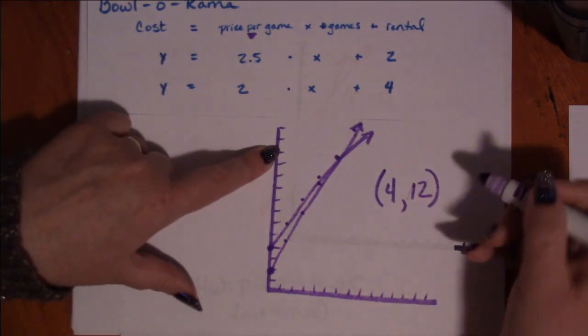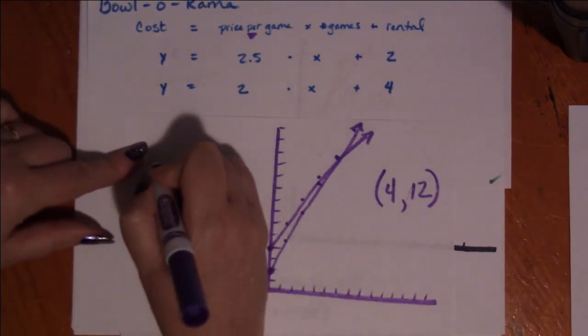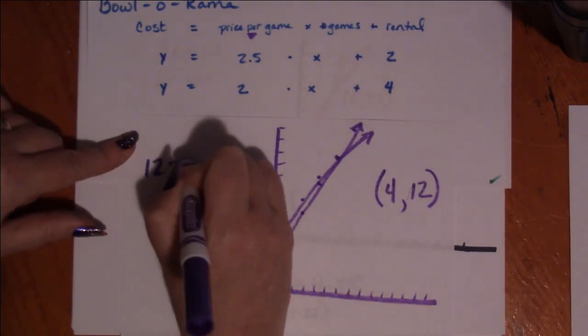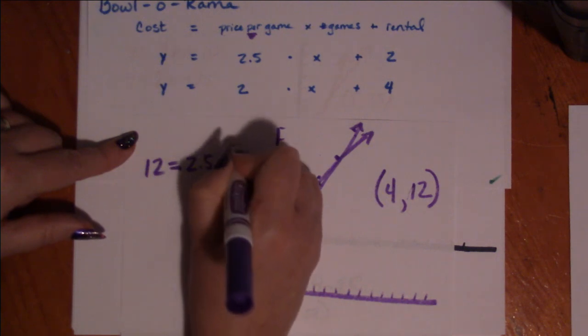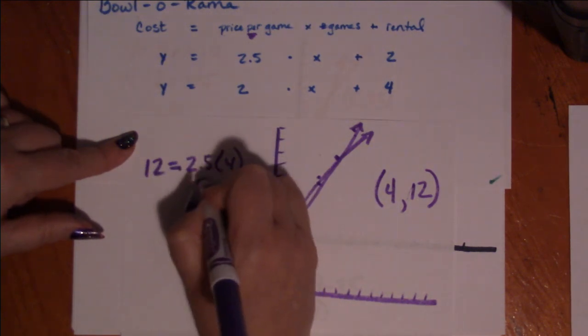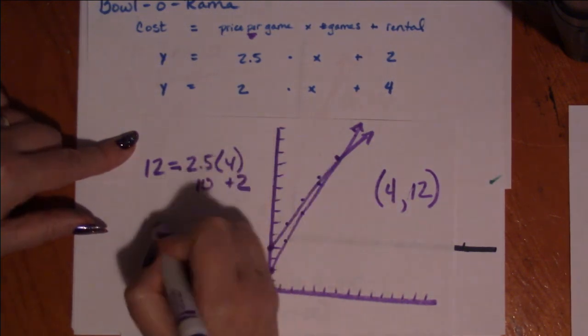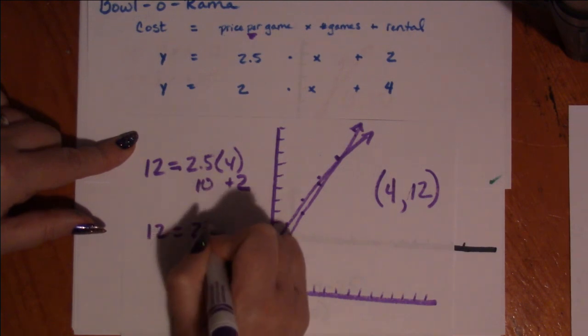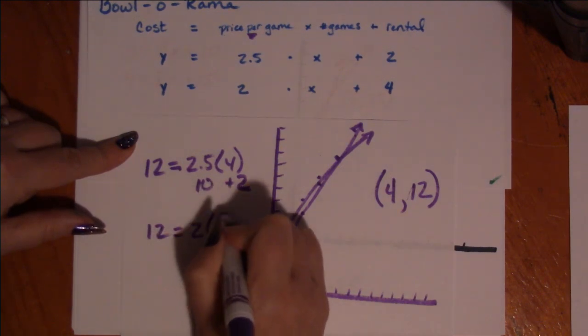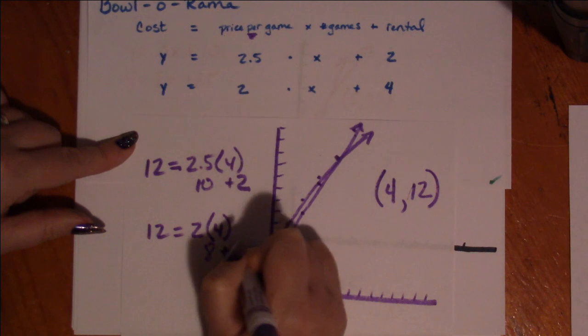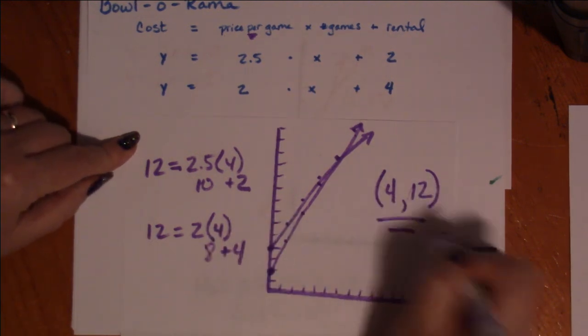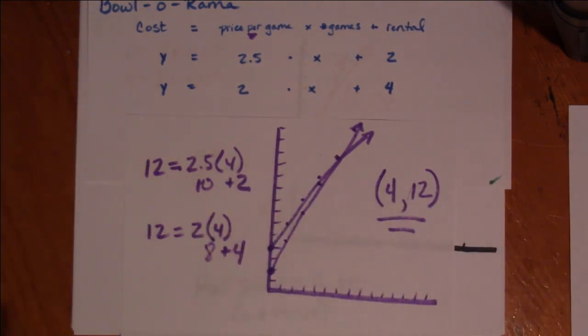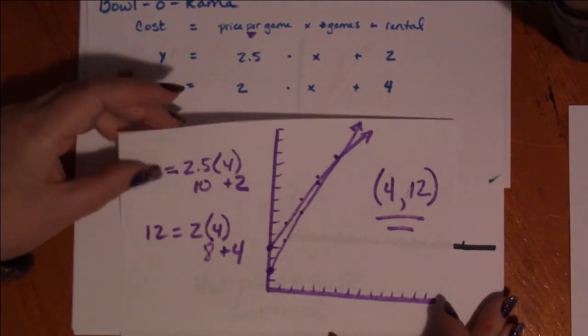Let's see how we did here. So 12 equals 2.5 times 4, which is 10, plus 2, that works, and 12 equals 2 times 4, which is 8, plus 4, that works. Okay, so there's our answer. Please get graph paper because this is a pain in the neck without it.